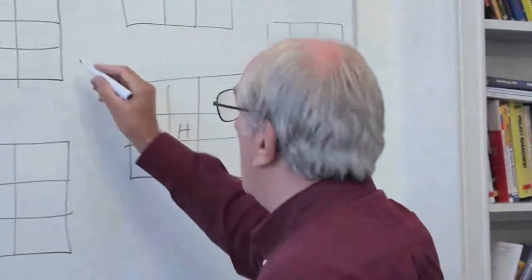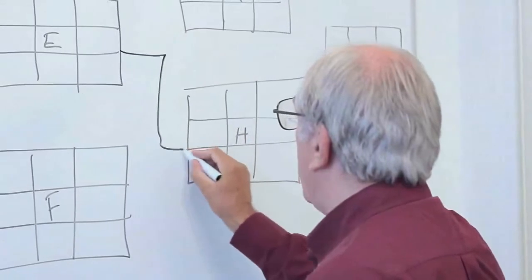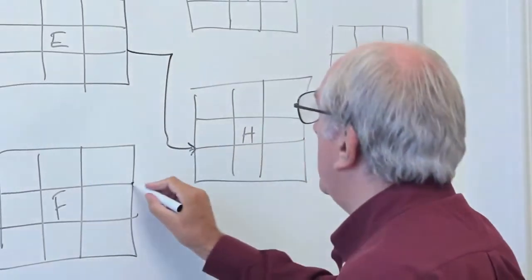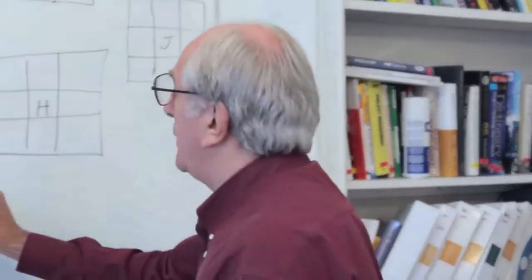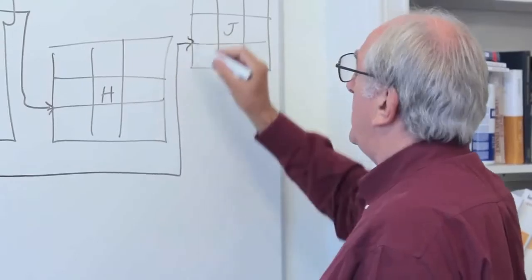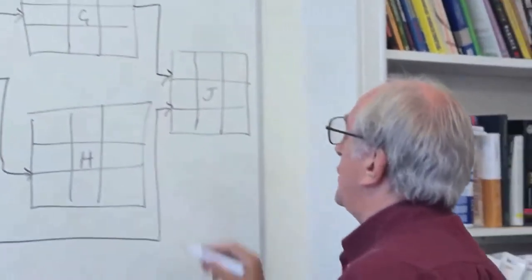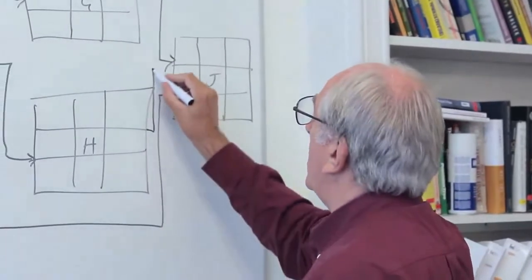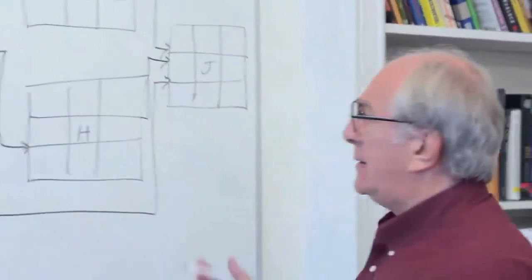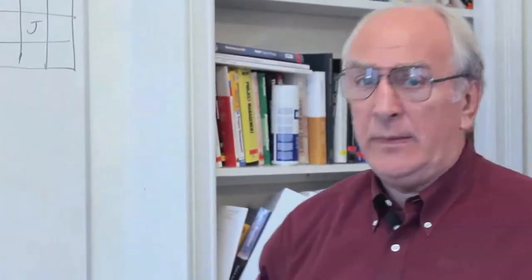We can move on from there. We can't do H until E has been done, and we can't do G until F has been completed, and also we can't do J until F has been completed, and also H. So that's the logic. That's the sequence of activities.